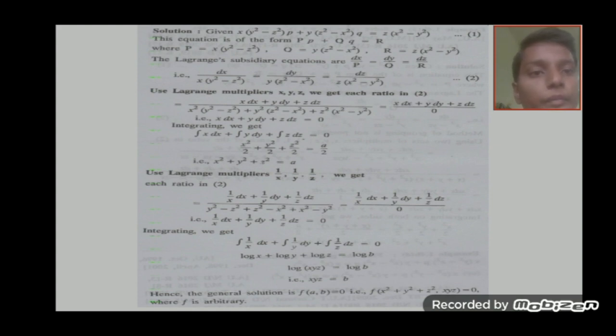Integrating, we get ∫(1/x)dx + ∫(1/y)dy + ∫(1/z)dz = 0. Log x + log y + log z = log b. Log of xyz = log b. That is xyz = b. Hence the general solution is f(a, b) = 0. That is f(x² + y² + z², xyz) = 0, where f is arbitrary.